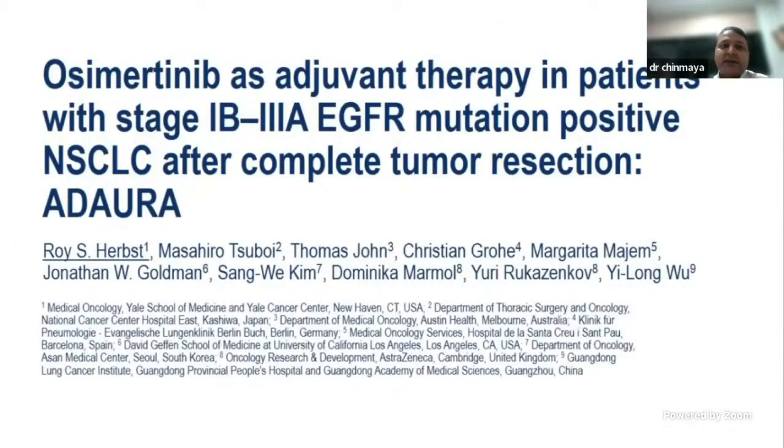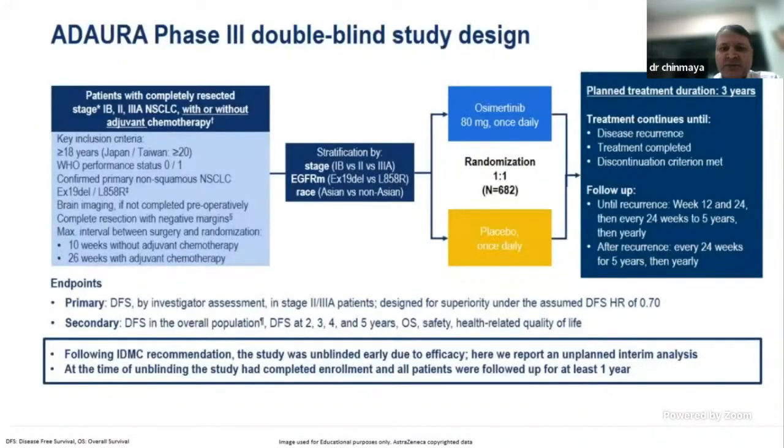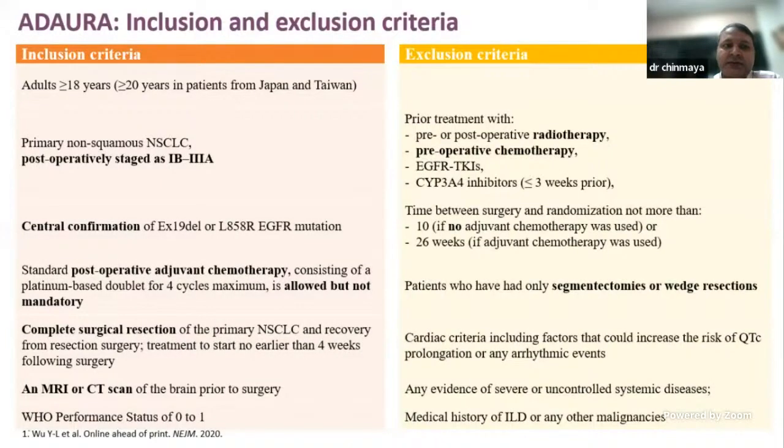From this context came ADAURA: osimertinib as adjuvant therapy in patients with stage 1B to 3A EGFR mutation positive NSCLC after complete resection. The key inclusion criteria are patients more than 18 years of age, with primary NSCLC, non-smokers, post-operative stage 1B to 3A, with confirmation of exon 19 deletion and L858R EGFR mutation. Some patients got standard post-operative adjuvant chemotherapy, but that was not mandatory. Complete resection is required. MRI and CT scan were done prior to surgery, and patients had good performance status.